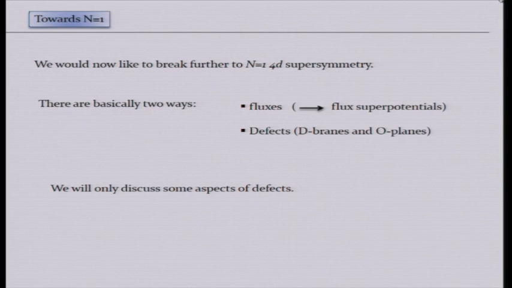All right, so now we'd like to go on and break this to N=1 supersymmetry in four dimensions. And there are basically two ways to do that. One is to turn on fluxes, and that leads to the whole story of flux superpotentials and so on. That's another long story. Unfortunately, I don't have time for it. The other thing you can do is study defects. You can add D-planes and O-planes to your compactification. If you choose them nicely, that breaks precisely one half of the supersymmetry. So that will also break N=2 to N=1.